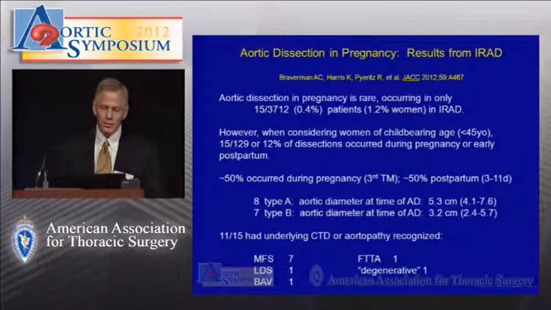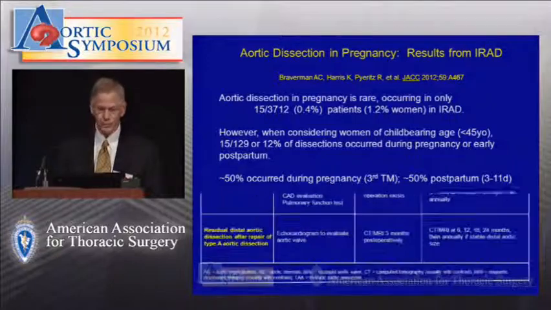We presented 15 patients who had aortic dissection from the IRAD database. When considering women of childbearing age, this represented 12% of dissections in this population. About half occurred during pregnancy, almost all in the third trimester, and half were postpartum. The type A dissection pregnancy patients all had dilated aortas, but the type B dissections often had a very minimally enlarged aorta or a normal appearing aorta. And 11 of the 15 women did have a recognized connective tissue disorder or aortopathy, usually recognized post-dissection.